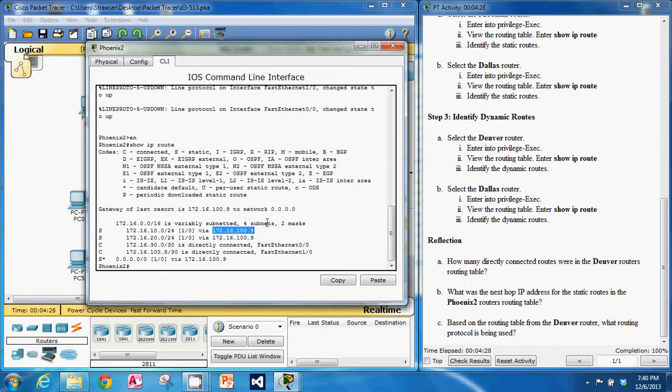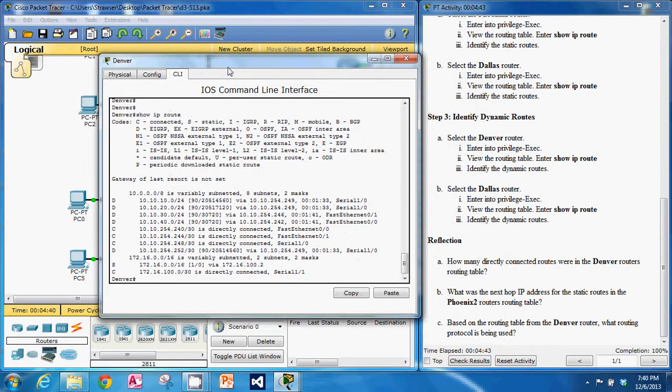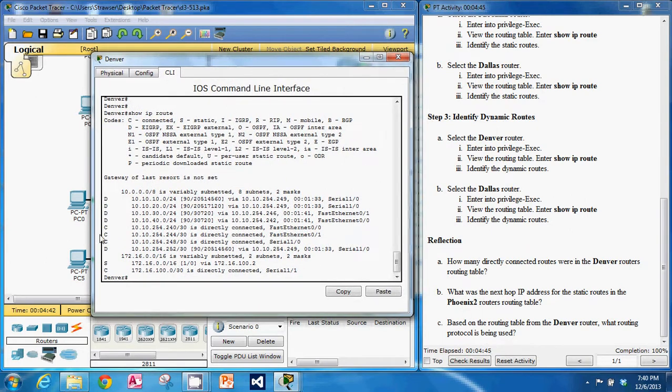And then, based on the routing table from Denver, what routing protocol is being used? When we looked at that, they have D on here for EIGRP. So that is it. That's how we can see what type of routes, dynamic, static, or directly connected, that we have on routers, and just showing how to use that show ip route command. So that is it for this activity.